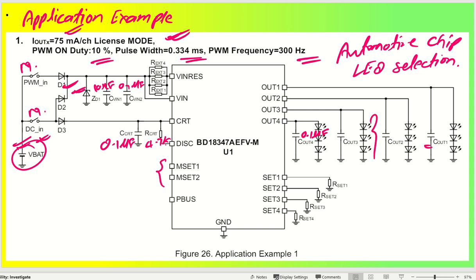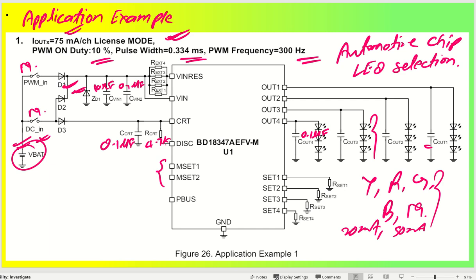Either they can be yellow, red, green, blue or some magenta color. Any colors are there with different current ratings also. Let us say some of them require 20 milliamperes of current with low brightness. Some of them may require 50 milliamperes of current. If you need very high brightness, then you can go as high as 80 milliamperes or even 120 milliamperes. But make sure the LED voltage drop should not exceed the input voltage.